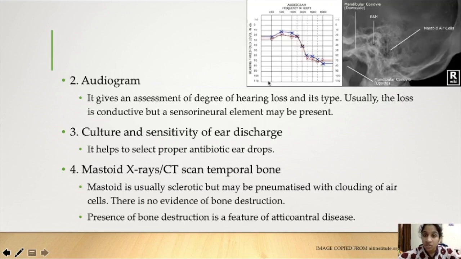So this is the picture of an audiogram. This is how the result will come after testing air conduction and bone conduction. And this is the X-ray of the mastoid region, temporal bone. Sorry, not mandible. This is the mastoid air cell, and in these cases, there will be clouding in CSOM.